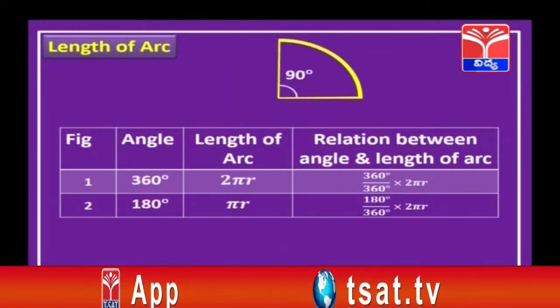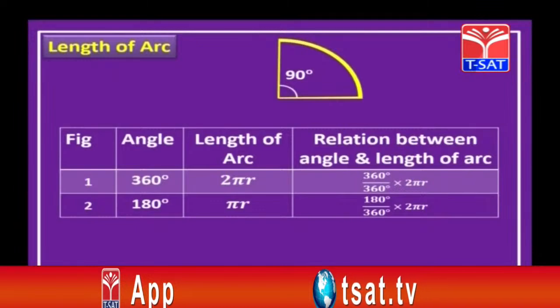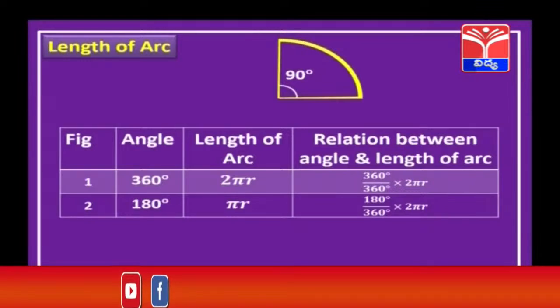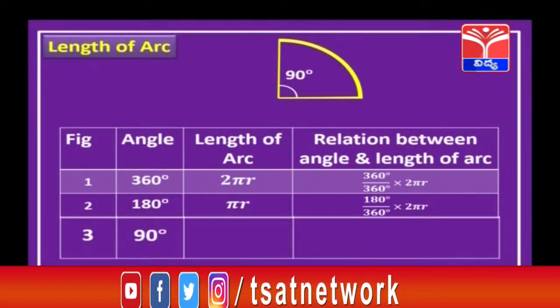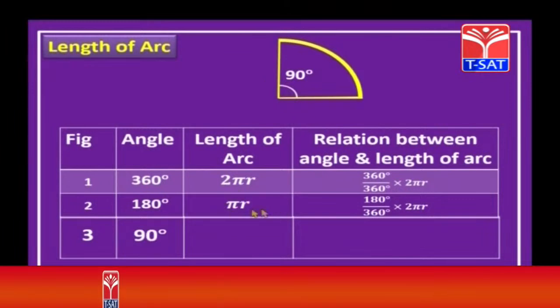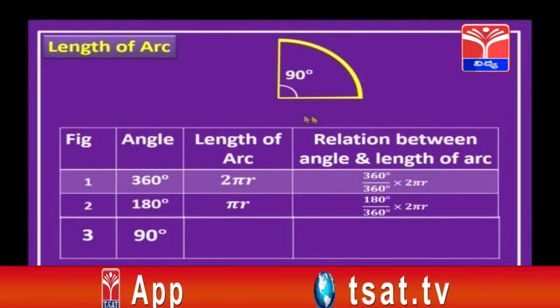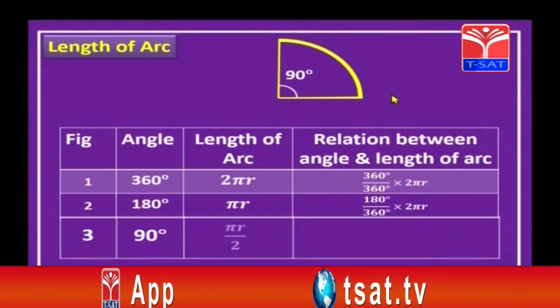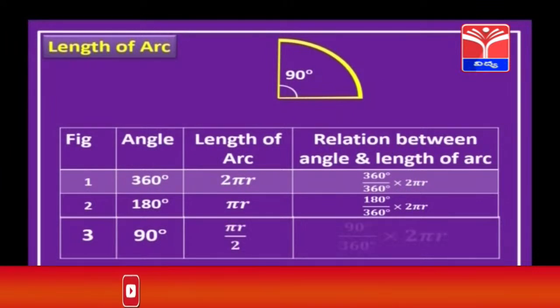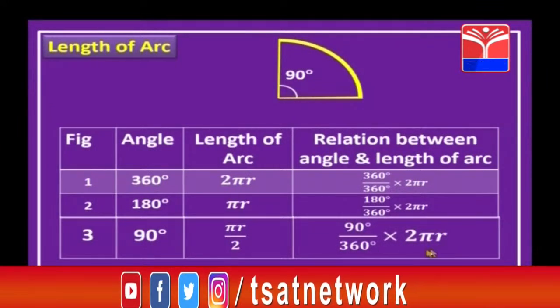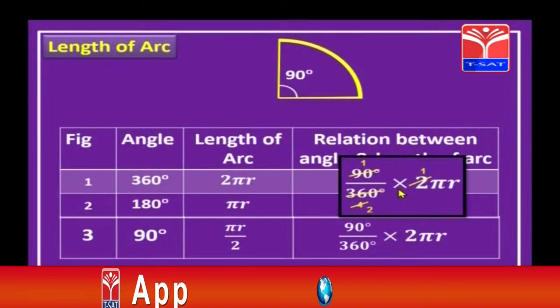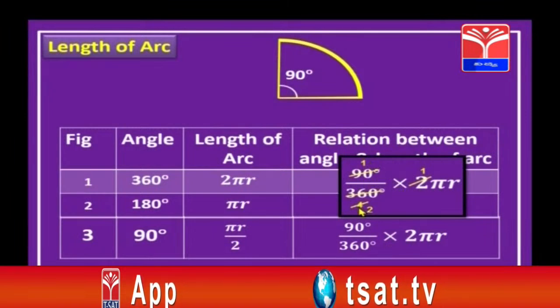Now let us see another case, children. Now I am going to have only a quarter of a circle, which makes an angle of 90 degrees at the center. So the angle is 90 degrees. Now it is half of the previous one, that is, previously we had pi r. Now what will be the length of the arc, children? You are right, it is pi r divided by 2. Now what should be the relation? Yes, 90 degrees by 360 into 2 pi r. Why? 90 goes one time and this goes 4 times. Let us see how it is. So 90 one time and it goes 4 times in 360. I can cancel with 2 here and the 2 will get cancelled.